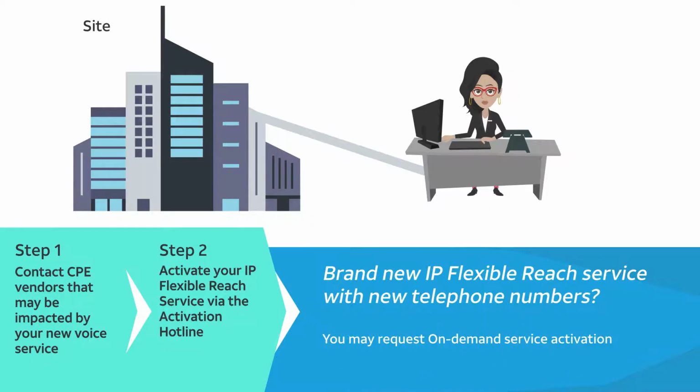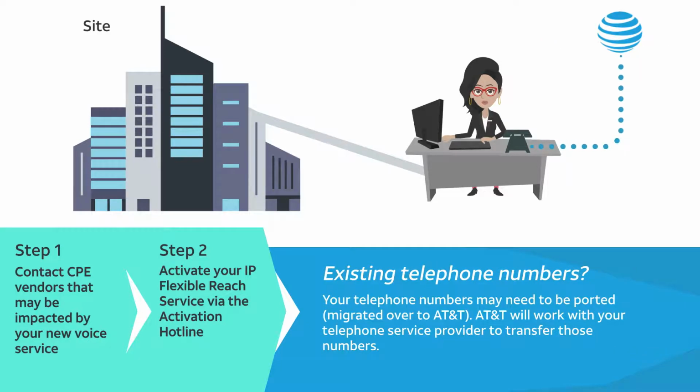If you have brand new IP Flexible Reach service with new telephone numbers, you may request an on-demand service activation by contacting the number listed above. If you have existing phone numbers, be aware that your telephone numbers may need to be ported, in other words, migrated over to AT&T. AT&T will work with your existing telephone service provider to transfer those numbers.